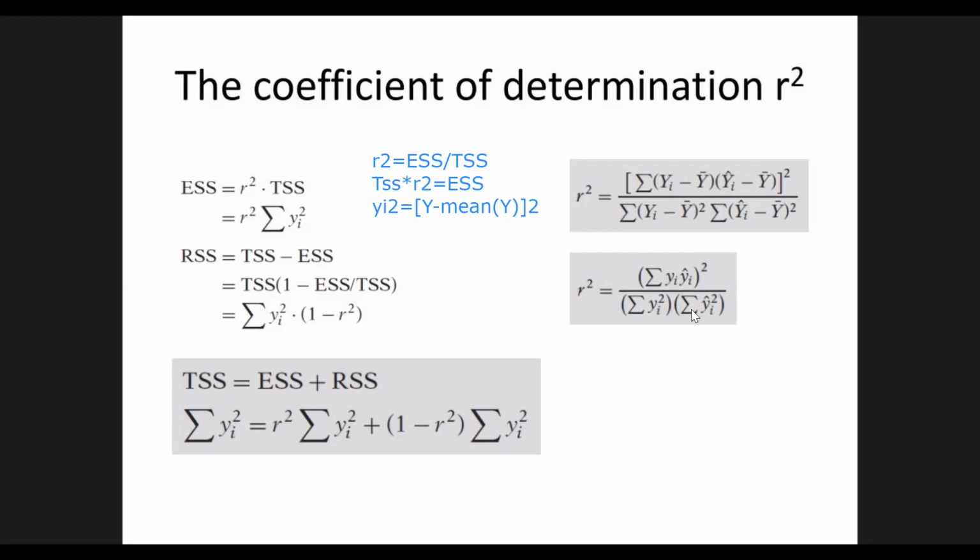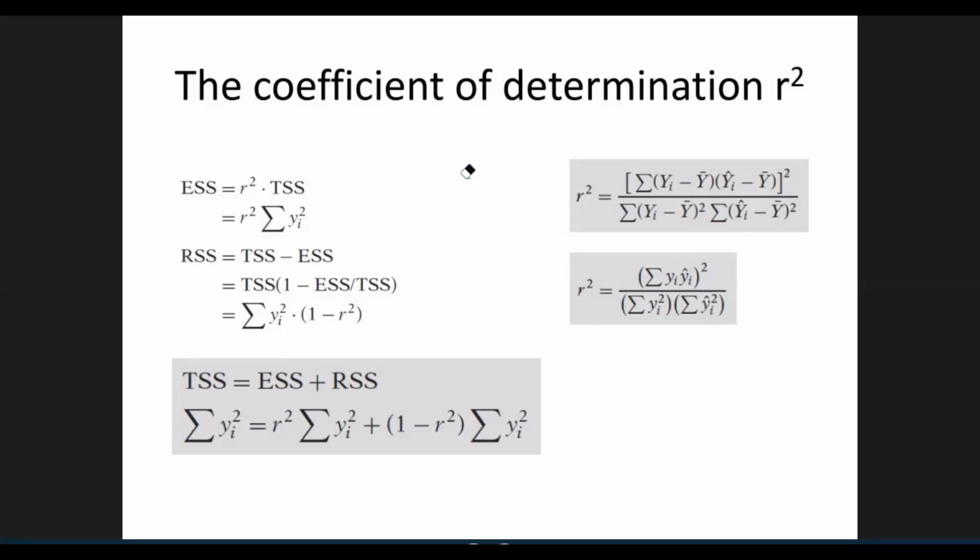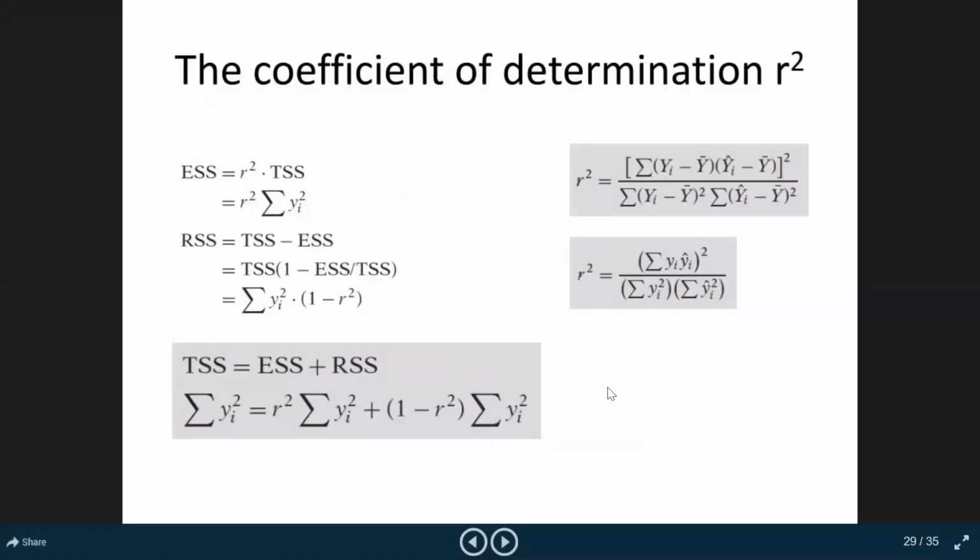So this is the final result, and the coefficient of determination has different forms. You can use whichever one is convenient to you. Okay, so let's move on. You can also read it in the book.